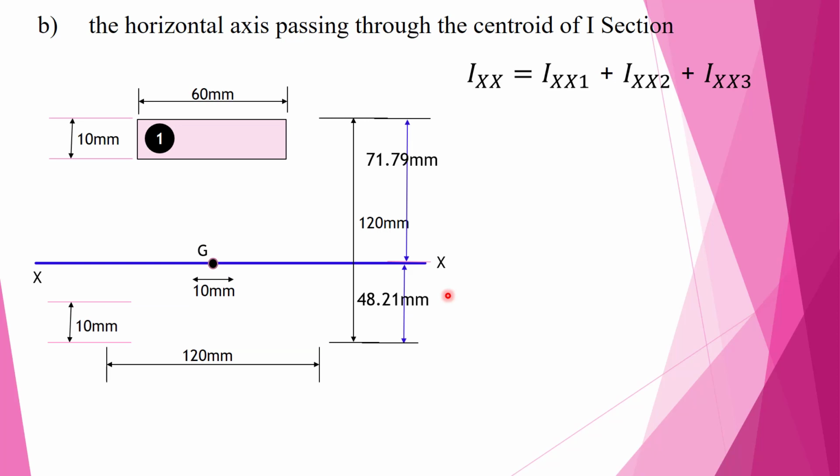Now the first one is we need to find out the moment of inertia of the first rectangular section about the reference x-axis. For that, I have removed the second and third rectangular sections. We have only one rectangular section now, and we are going to find the moment of inertia of the first rectangular section about the x-axis using the parallel axis theorem. So for that, we have to mark the centroid of the rectangular section, that is G1.